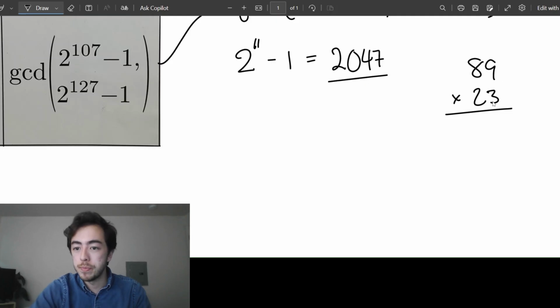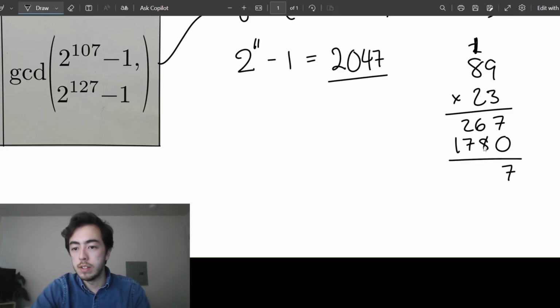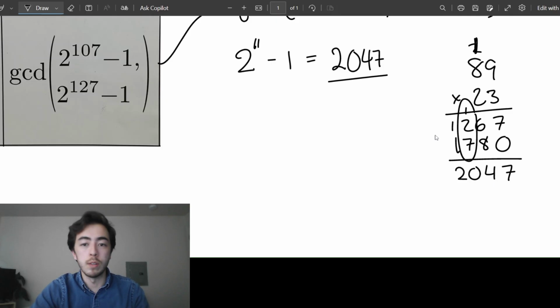9 times 3 is 27. 3 times 8 is 24. Add the 2. And then placeholder 0. 2 times 9 is 18. 2 times 8 is 16, plus the 1 is 17. And we'll do the 7. 6 plus 8 is 14. Carry the 1. This makes it 10, so I'll carry another 1, and I do get 2047.